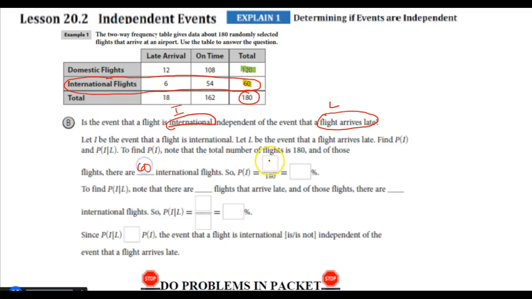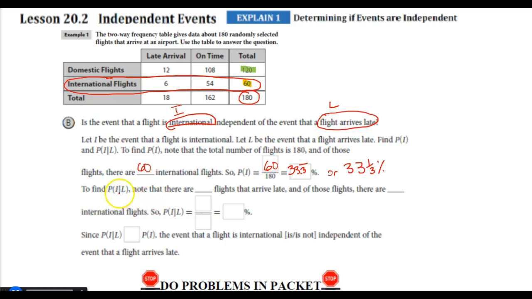60, right? So again, take some time right now to go ahead and calculate what that decimal value would be, and go ahead and figure out what that percent might be. Okay, that should be about 33.3% with the repeating bar over it, or you can write that as 33.33%. Either one is fine. Alright, the next thing we're going to do is find the probability something's international and late.